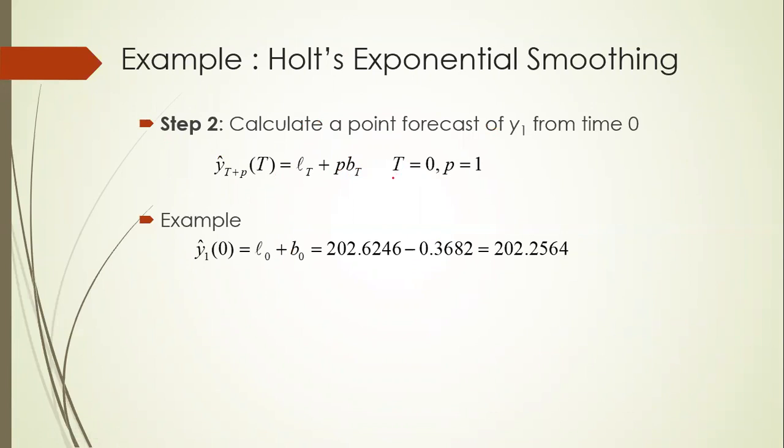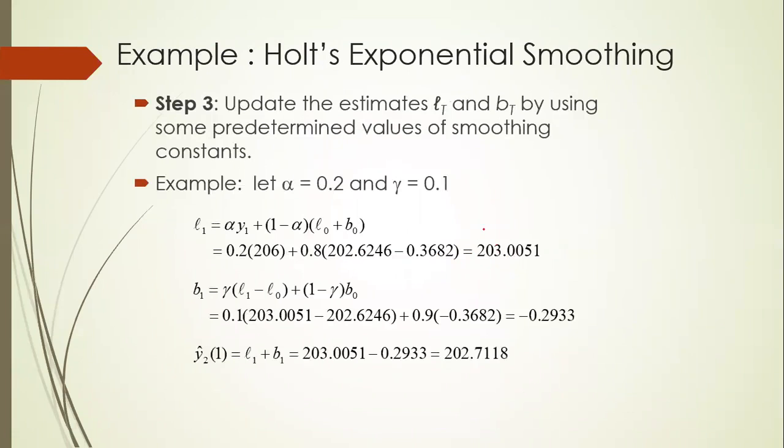We know that at time t equal to 0, and just one step ahead, if we go, we will have to say Lt plus pBt. P becomes 1, so it becomes Lt plus Bt. In this case, t is equal to 0. So we say L0 plus B0, because we are substituting t by 0 here. We know from the equation that L0 is nothing but 202.62, and then B0 is negative 0.368. So if you bring these two values together, you get 202.2564. So this is my initial forecast.